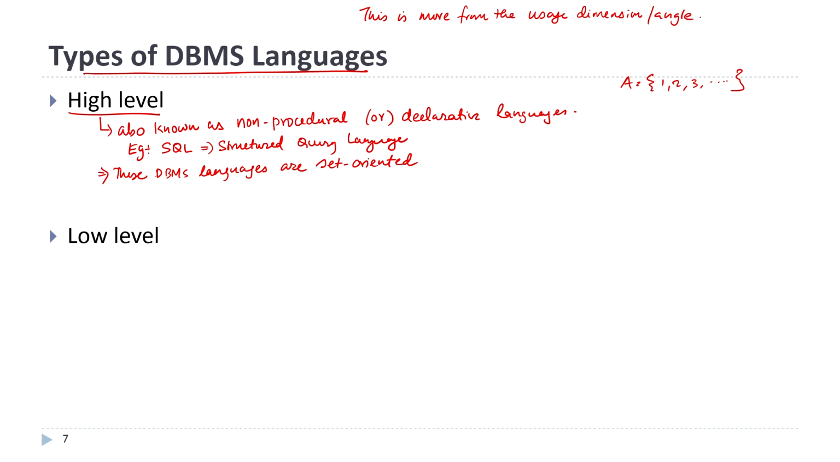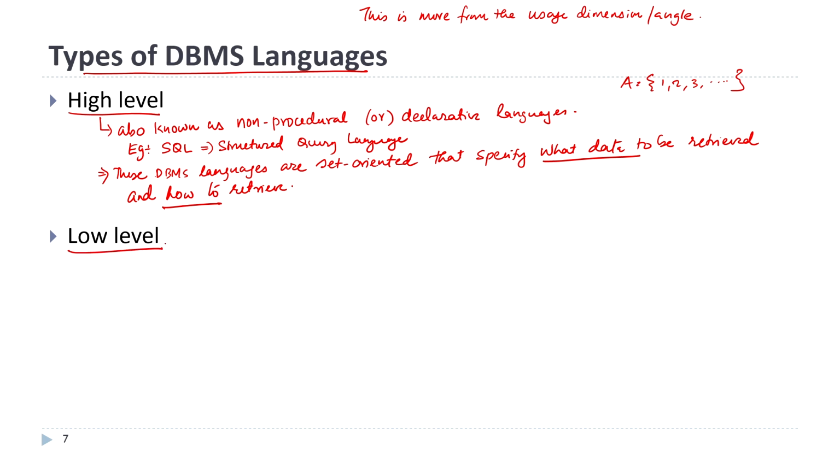A set oriented language, what does it do? It specifies what data is to be retrieved and how to retrieve. Okay, both aspects. It specifies what is the data that needs to be retrieved and how you want that data to be retrieved from the database. So, all those aspects come as part of the high level language.